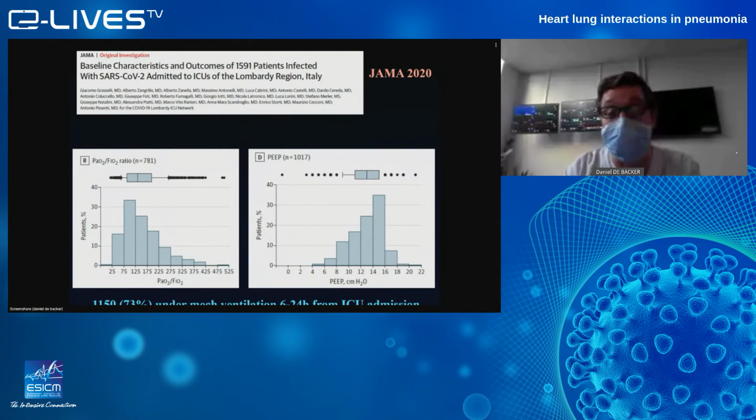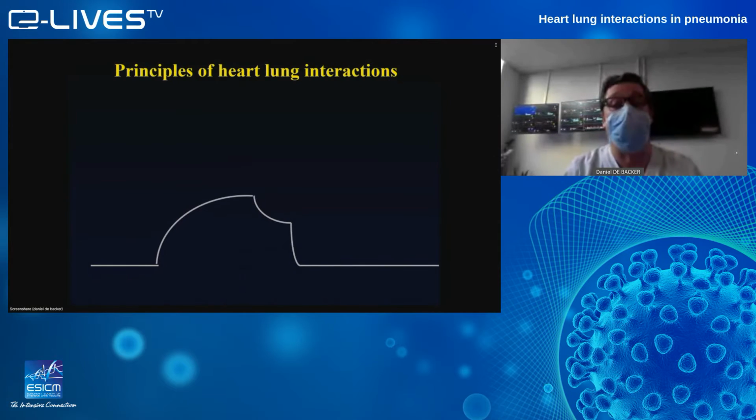But you can also see that the median PEEP is 13 to 14 centimeters of water. So quite elevated pressure that is applied in this condition. And that, of course, will contribute to significant hemodynamic alterations in these conditions. So perhaps the heart-lung interactions will be more present in these patients with COVID-19 than in classical RDS, but we still do not know exactly because we do not have enough data published in this specific subtype of patients.